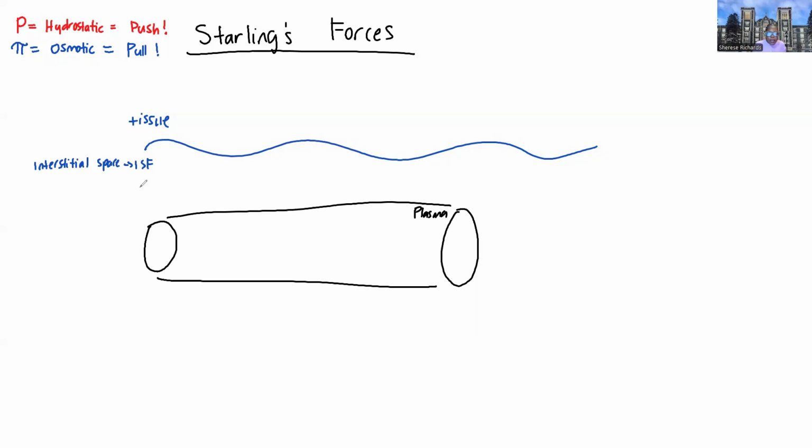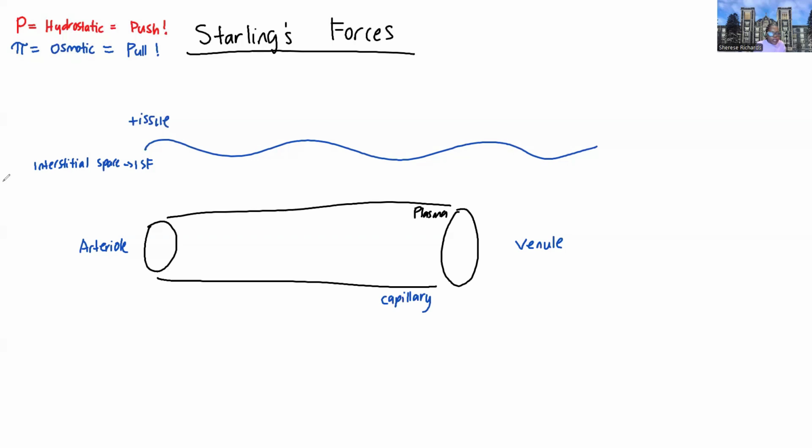Now, when you think about the arteriole, on this end is our arteriole. On this end is our venule, which makes this structure our capillary. And so we're looking at the forces acting on the capillary wall, as well as forces acting from the interstitial fluid space. Okay. And so let's talk about our push forces first.